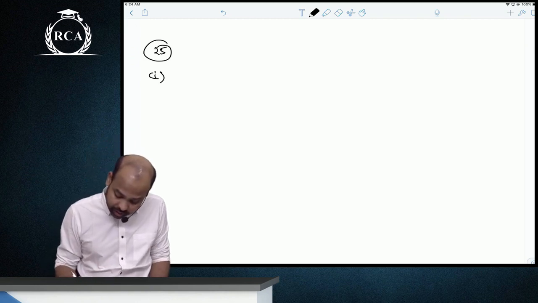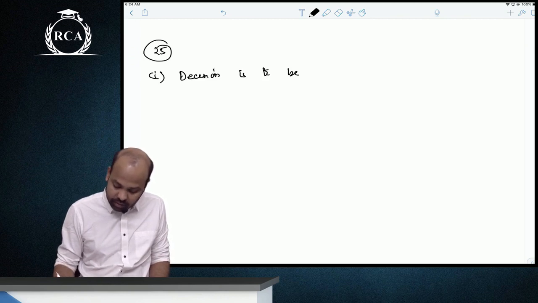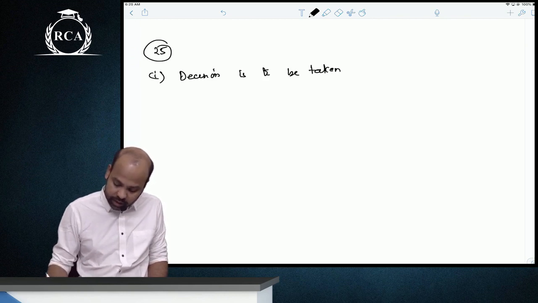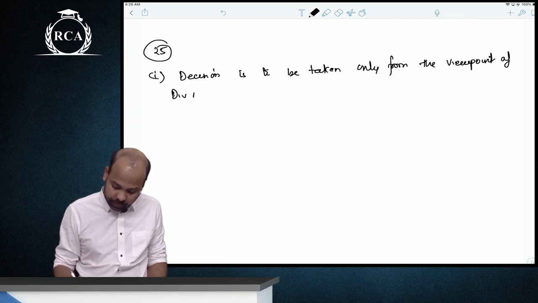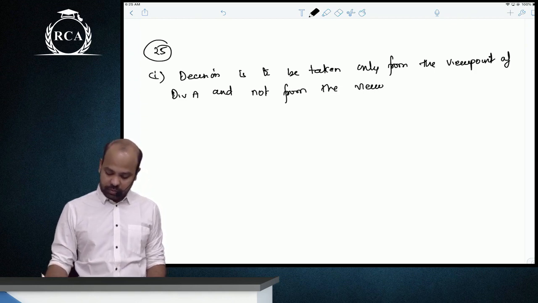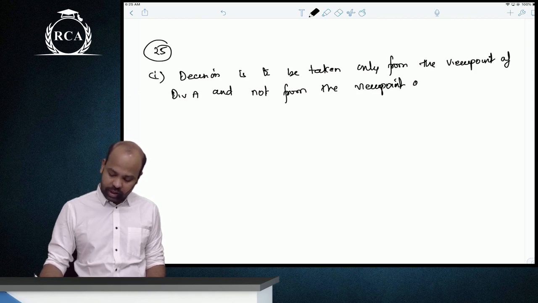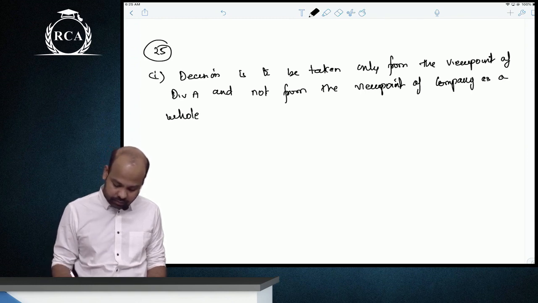Write that clearly. Decision is to be taken only from the viewpoint of division A and not from the viewpoint of the company as a whole. Undoubtedly, the company as a whole might lose if we take a decision like this, but then they did not ask us that.